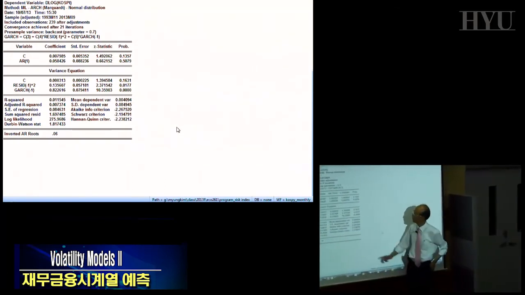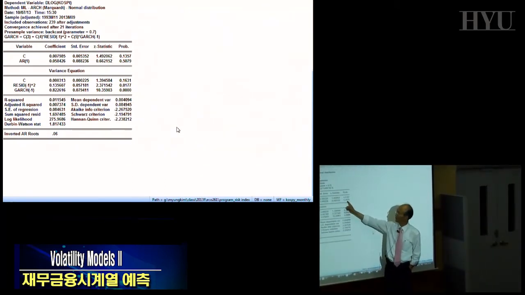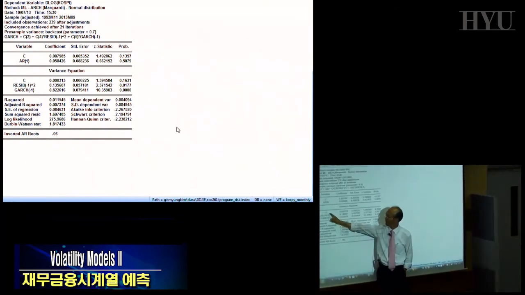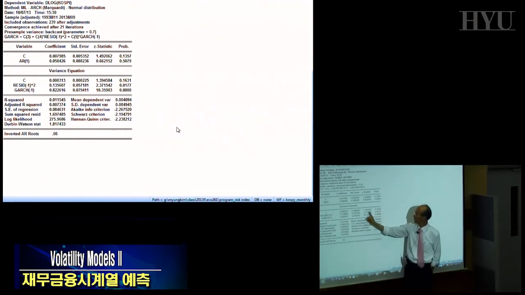So at 95% confidence level, this number has to be less than or equal to 0.05 to be significant, right? So it's not significant, or approximately this number in absolute value has to be greater than or equal to 2, right? This is the intercept term in the variance equation. Appears to be insignificant, but it's positive, right? It's positive.